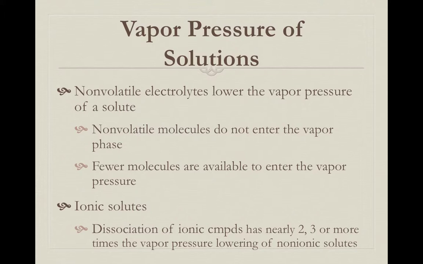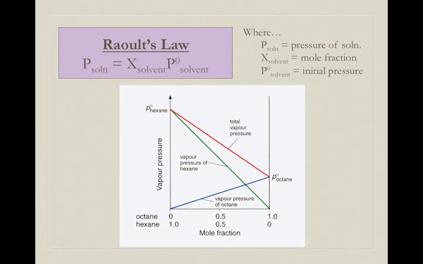Non-volatile electrolytes lower the vapor pressure of a solute. Remember, non-volatile means not easily evaporated. An electrolyte means ions dissolved. So non-volatile molecules do not enter the vapor phase because they're not volatile. That means there's fewer molecules available to affect the vapor pressure. Dissociation of ionic compounds has nearly 2, 3, or more times the vapor pressure lowering.